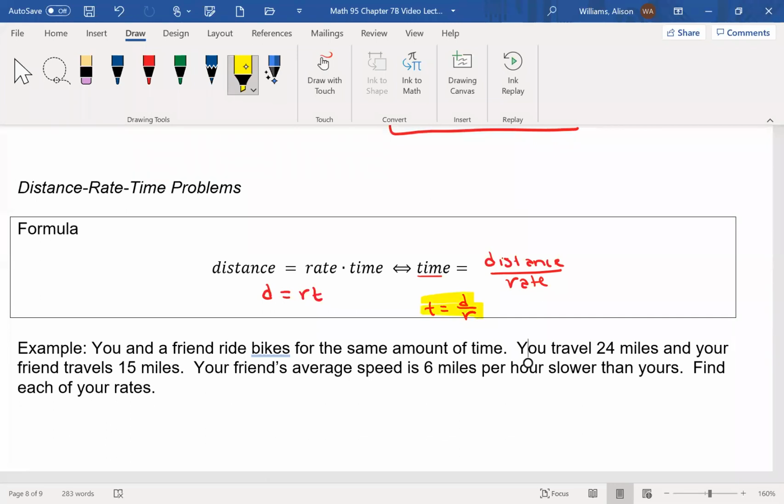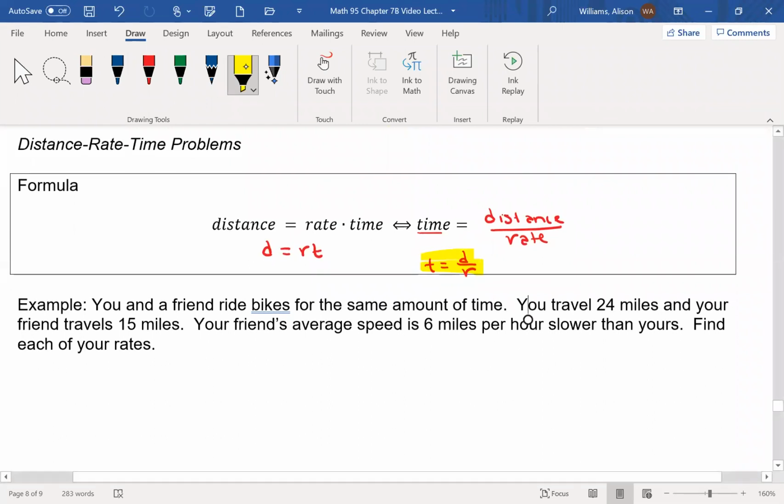So let's look at the first example and see how this plays in. So you and a friend ride bikes for the same amount of time. So you're both riding the same amount of time. You travel 24 miles and your friend travels 15 miles. So in other words, you're going faster. You're at a faster rate. Your friend's average speed is 6 miles per hour slower than yours. Makes sense. Let's find your rates.